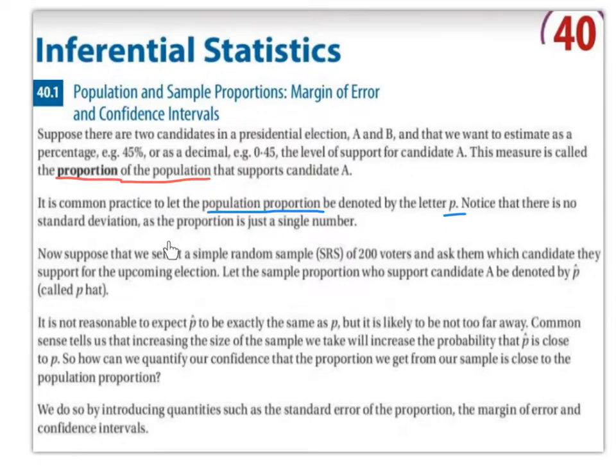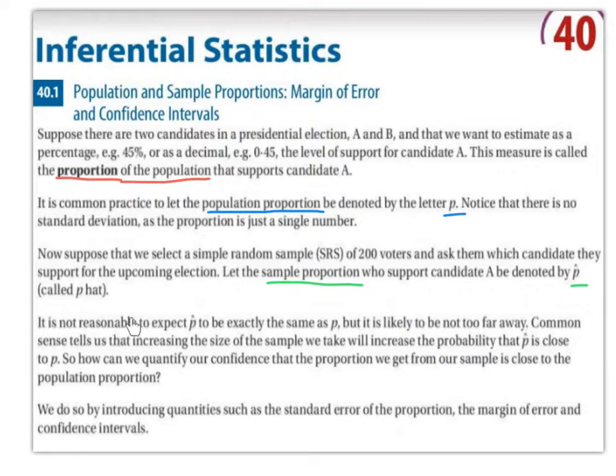Now suppose that we select a simple random sample, an SRS, of 200 voters and ask them which candidate they support for the upcoming election. Let the sample proportion who support candidate A be denoted by P hat. So it's like a P with a little arrowhead on top. P represents the full population proportion, and P hat represents the sample proportion, just the sample of the full population.